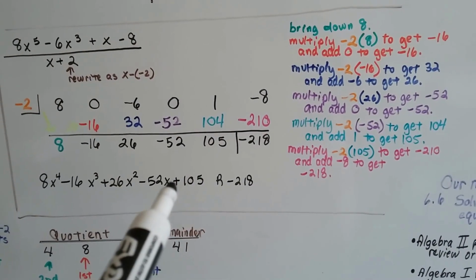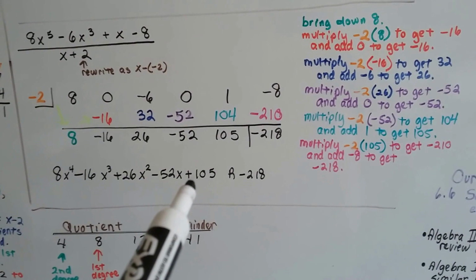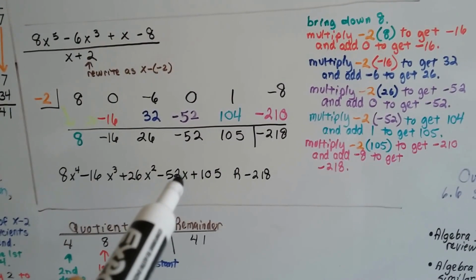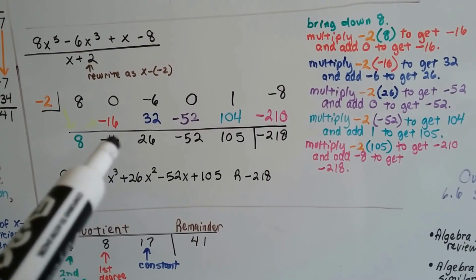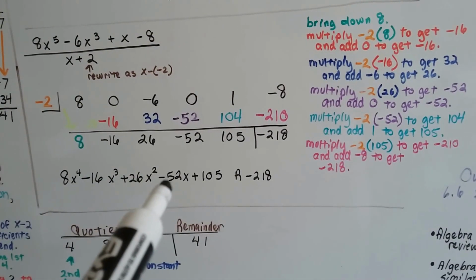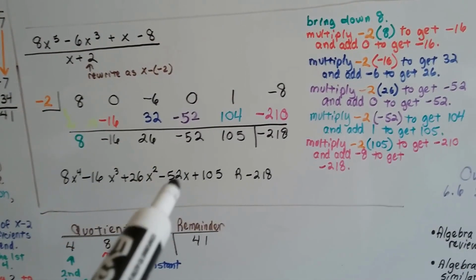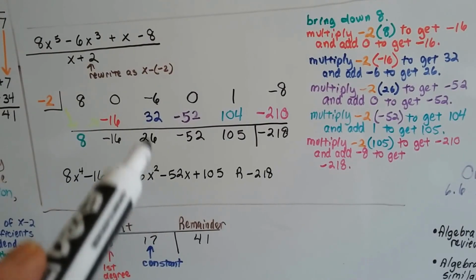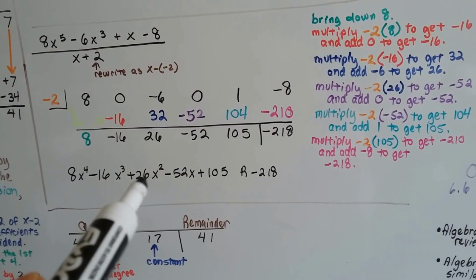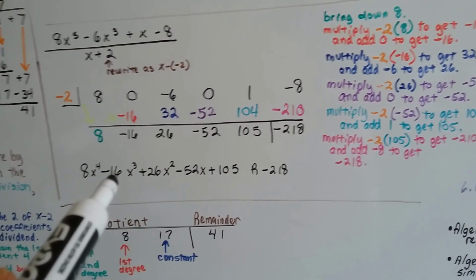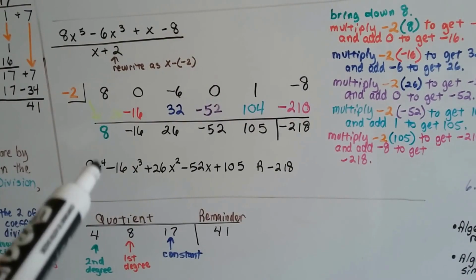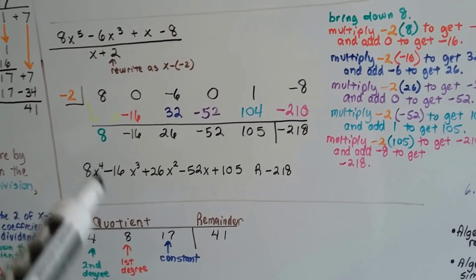That's our constant. So we have a plus 105 because it's positive. This is our first degree. So that's going to be our x. That's going to be our x squared, x to the third, x to the fourth. So we've got negative 52x. So it's a minus sign there because it's a negative. Here's our second degree. We've got a positive 26x squared. Here's our third degree, negative 16x to the third. And then we've got our fourth degree, which is 8x to the fourth.